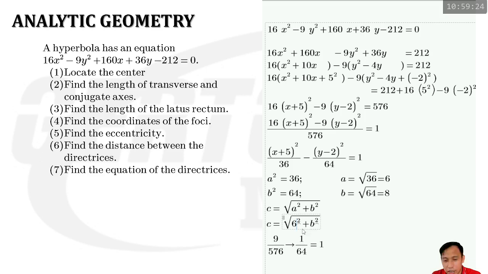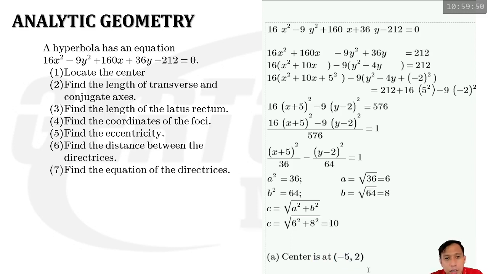We already got it, supposedly. Location of the center. Going back to the problem, part A. The center is at negative 5, 2. Because h is negative 5, k is positive 2.